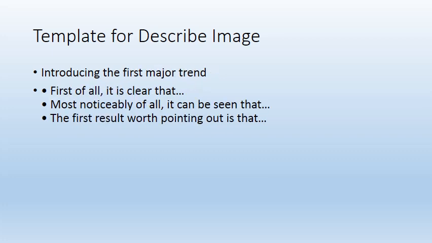Now introducing the first major trend. You give some introduction to the main points, the first data point, the second data point. There should be one trend, or two, or sometimes three trends in a particular image, and you should highlight those trends. How should you highlight them? First of all, you can use phrases like: it is clear that, most noticeable of all, it can be seen that, the first result worth pointing out is that. Likewise, you should use these.